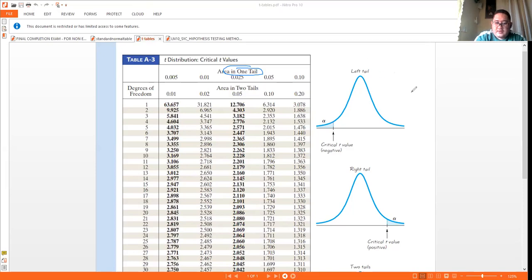Okay. So, for example, alpha is equal to 0.1. Then, the degrees of freedom is equal to 18. Then, it is two-tailed. So, if it is two-tailed, you do not need to divide the 0.1. It is as is, you just go to the two-tailed area.